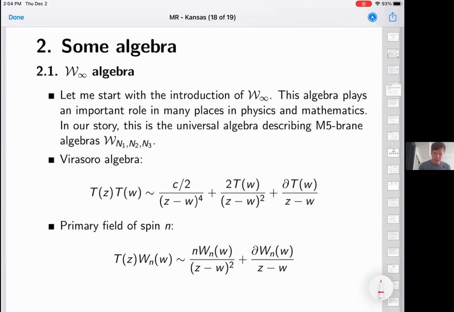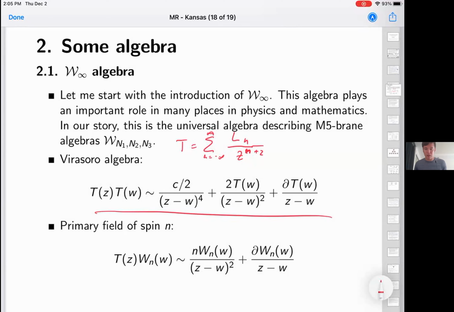Vertex operator algebras are generated by so-called vertex operators, and you can think about vertex operators as formal series of some ordinary operators acting on some vector space, roughly of the following form. And the relations of the algebras are encoded in the so-called operator product expansion. These are expressions of the following form.